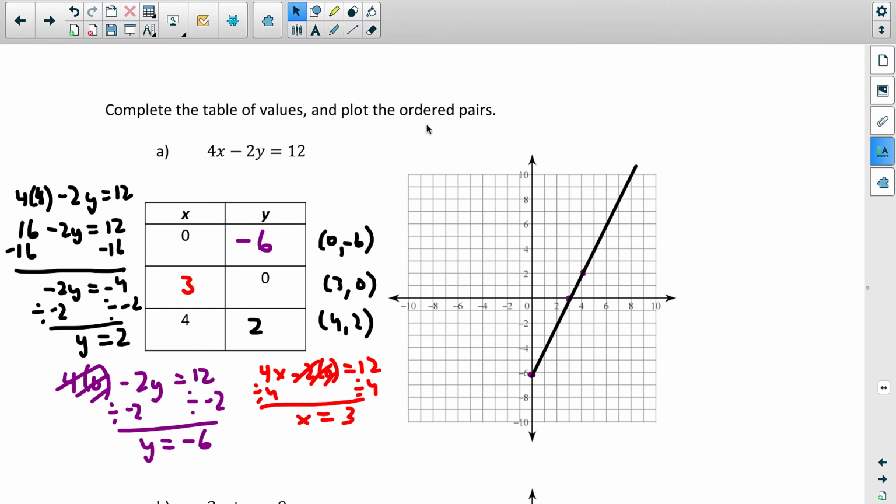This is, by the way, why we do 3 points instead of 2. If you just did 2 points, that's all you need to draw a line. But if you want to kind of check your work, make sure you did it right, find 3 points, and if they line up, you can bet you did it right.